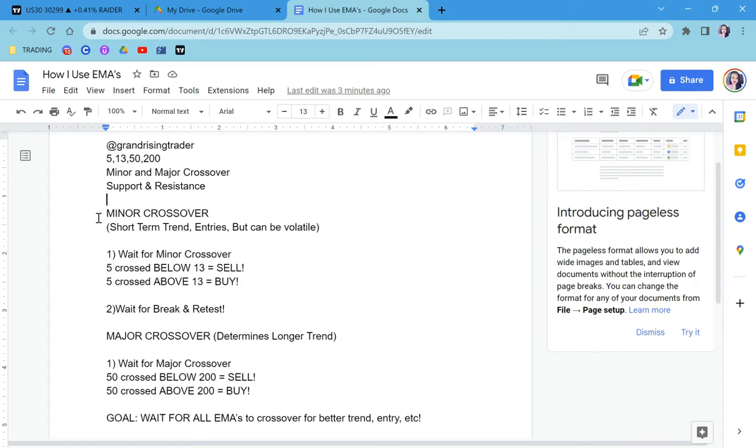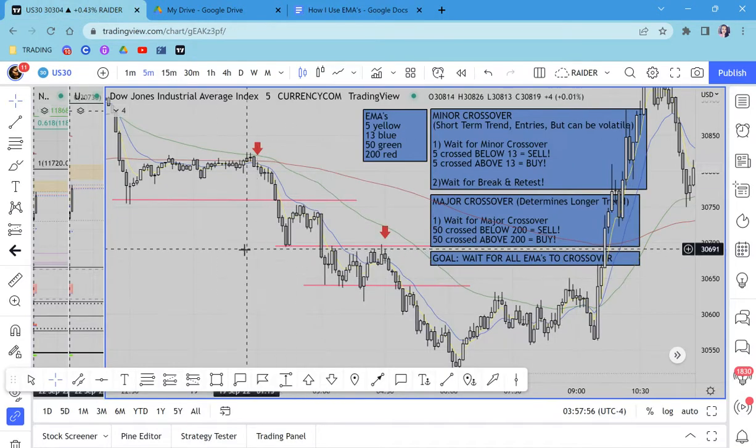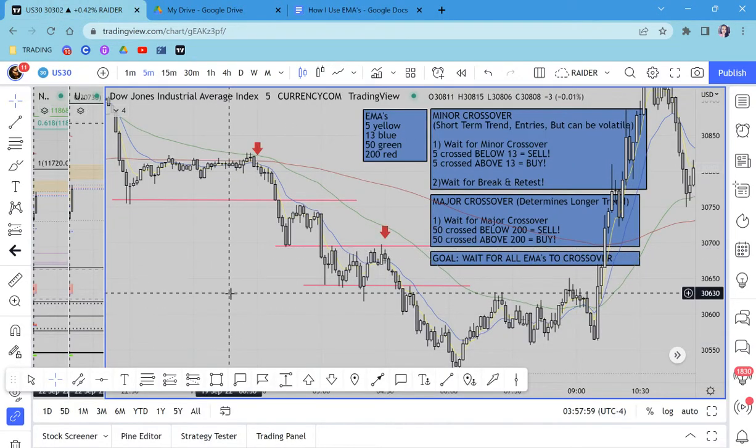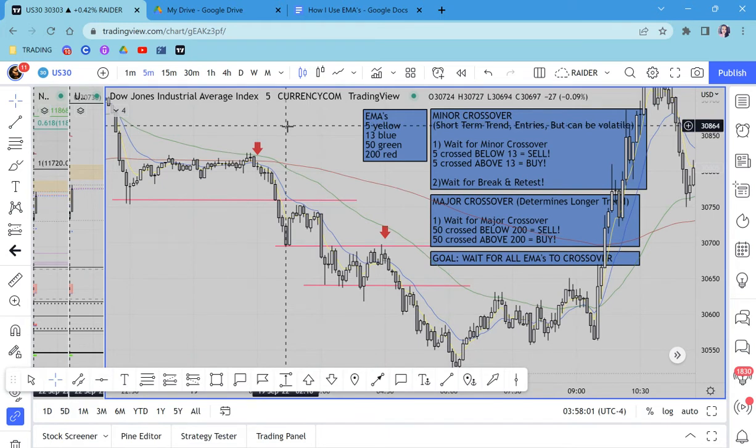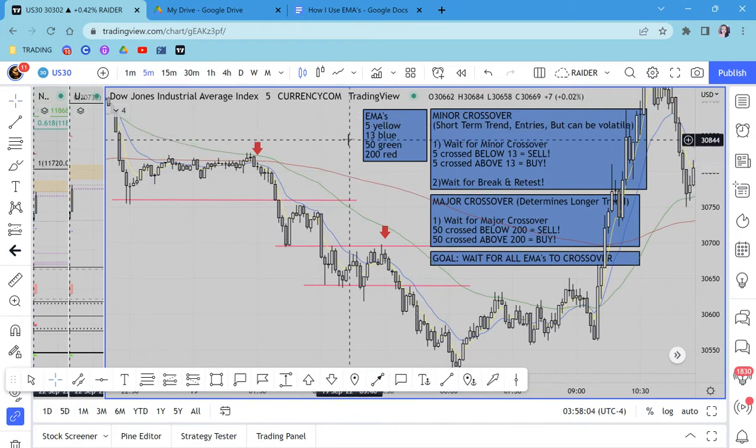The reason I'm separating both is because we will use the major crossover to determine the longer trend. This is typically very, very good on a higher time frame, of which I'll give you guys an example. And the minor crossovers help, like I said, with things that are shorter term, things for entries. So we're going to take a look at the chart, and I have the US 30, and I have examples of all of this. The EMAs are going to be yellow for the 5, blue for the 13, green for the 50, and red for the 200.